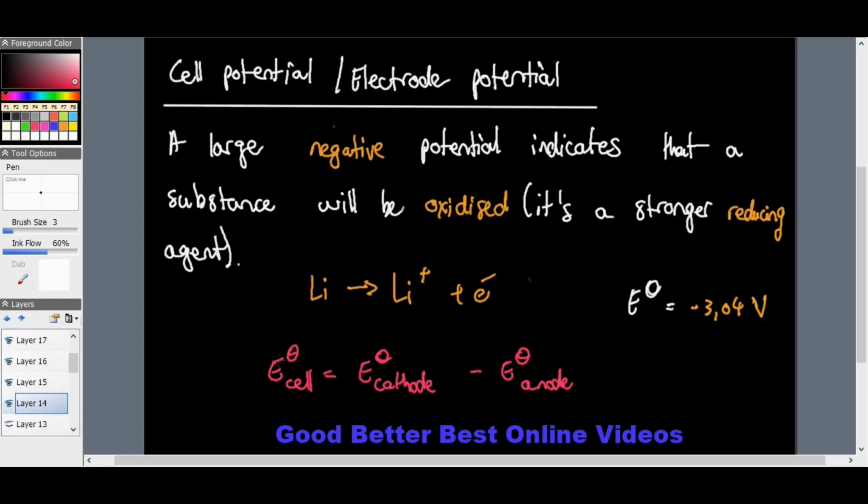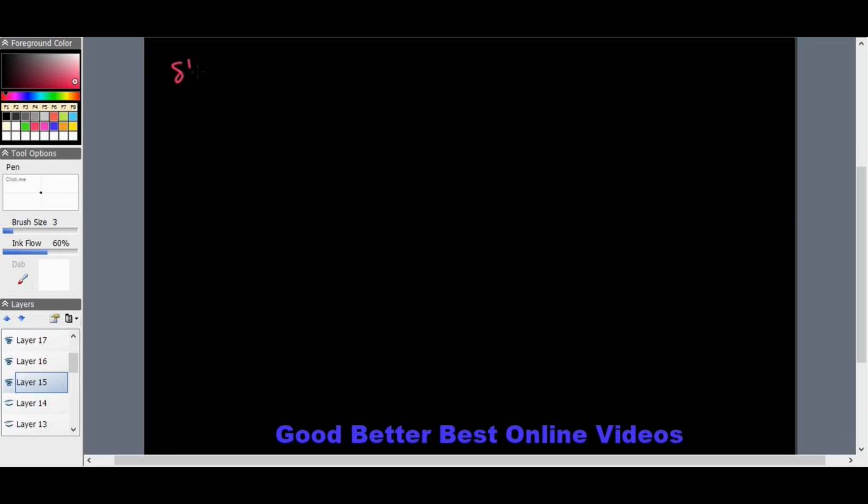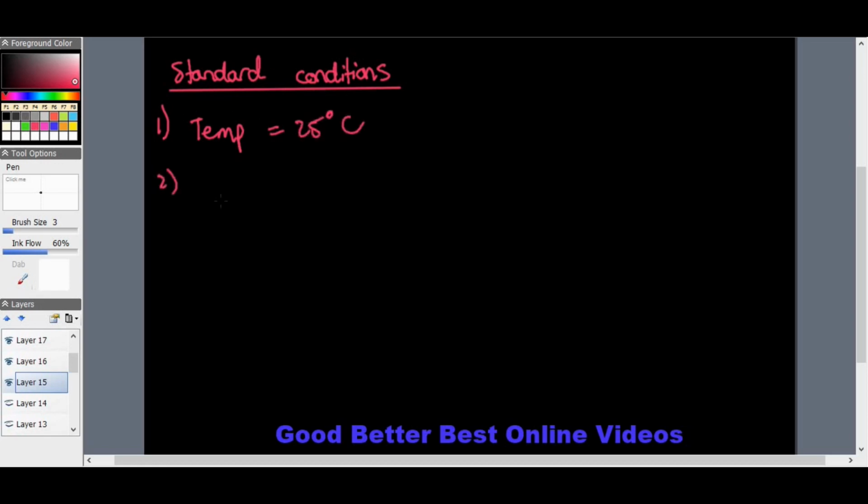Cool. Now there are standard conditions though for these potentials to take place, and obviously we must know them because they could be asked, name the standard conditions for this to take place. Okay. The standard conditions. Alright. Number one, of course, the temperature must be equal to 25 degrees Celsius. Number two, the pressure is equal to 101.3 kilopascals. Okay? That's only if one electrode contains a gas.